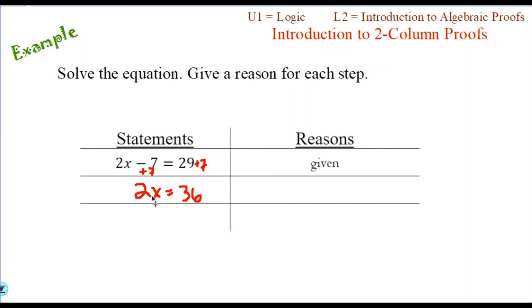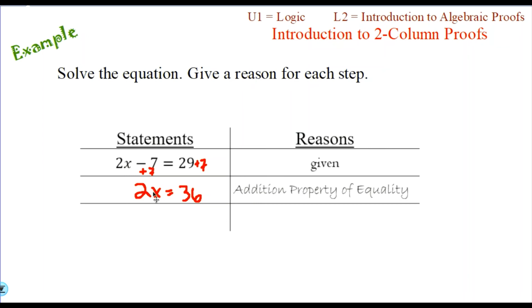And how do I know 2x equals 36? How do I know this is a true statement? It's because I was given something true and I added to both sides. That's the addition property of equality. And I typed it in there so I wouldn't have to write it, because writing on this is difficult. So it's not solved yet.